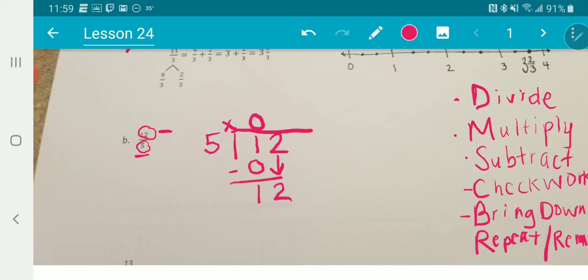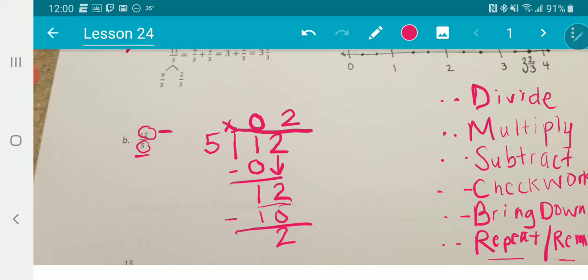And since we brought down a number, when we get to that repeat or remainder step, we need to repeat because we brought down a number. So we're going to go back up to our first step, which was divide. So 5 goes into 12 2 times without going over. We're going to multiply. 2 times 5 is 10. Then we're going to subtract. 12 minus 10 is 2. Check your work. Everything looks good. Bring down. There's nothing to bring down. So when we get to our repeat step, this is going to be our remainder because we had nothing to bring down. So we finished the long division.